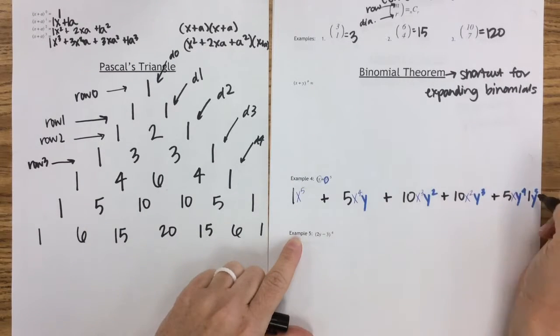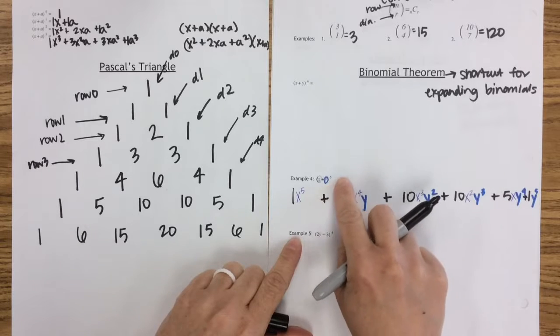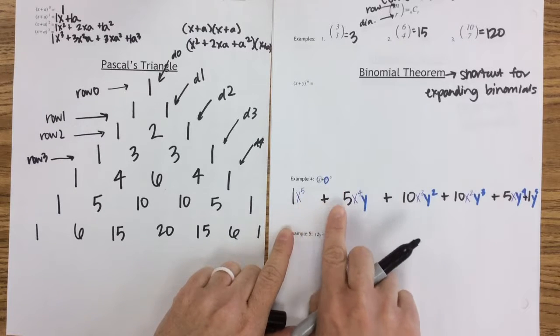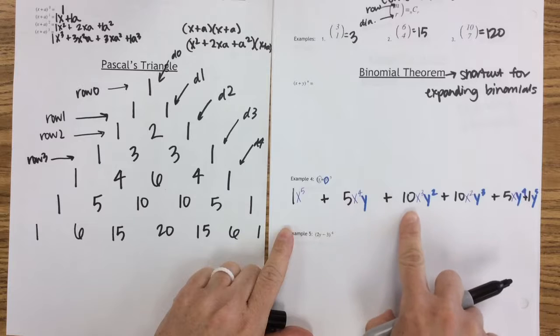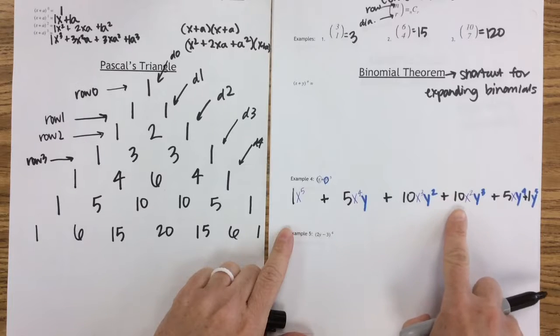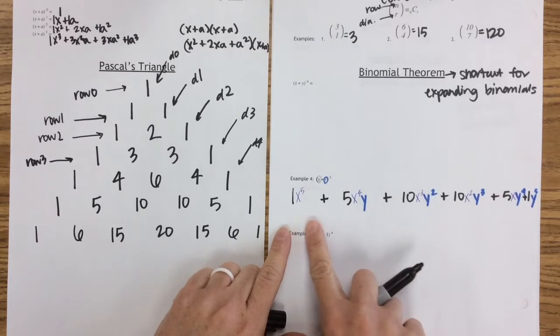So an expanded binomial of x plus y to the 5th is 1x to the 5th plus 5x to the 4th y plus 10x cubed y squared plus, and all of this. This is all of your expanded binomial.